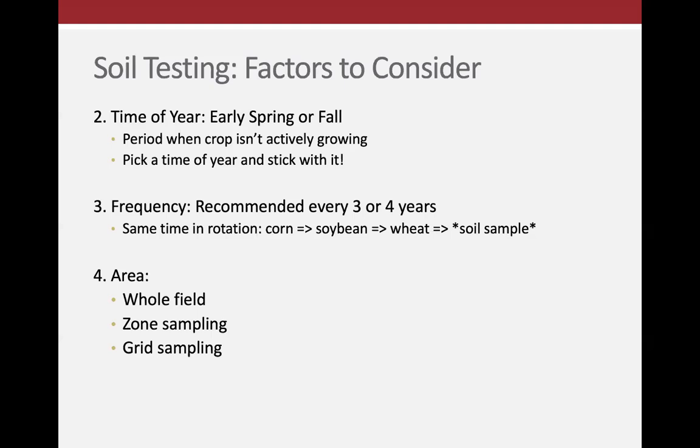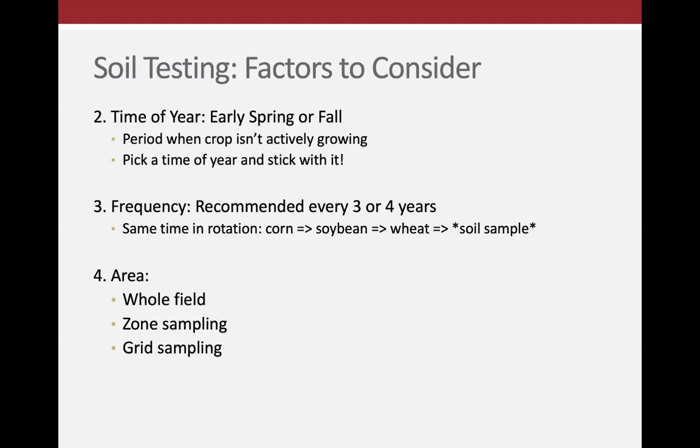Alternatively, if we had a corn, soybean rotation without wheat, it might be corn, soybean. After that second soybean crop, we would soil sample. So that would be a scenario that might be every 4 years, okay? Obviously there's more rotations in Ohio than just those two I mentioned. So we can think about a lot of different possibilities, but typically every 3 or 4 years is what we would recommend.